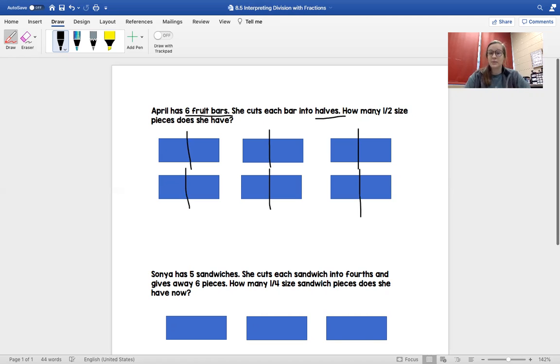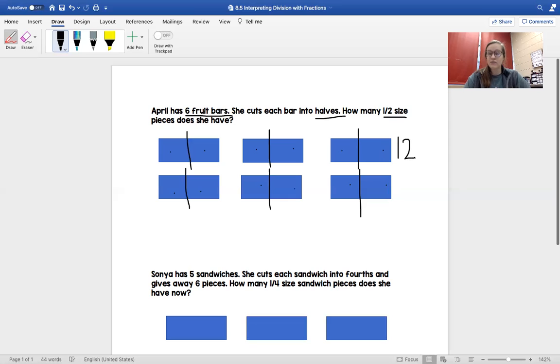Now, our question that we want to answer is how many half-sized pieces does she have? Well, we just cut them into halves, right? So all we have to do is count how many halves she has. 1, 2, 3, 4, 5, 6, 7, 8, 9, 10, 11, 12. So she has 12 half-sized pieces.